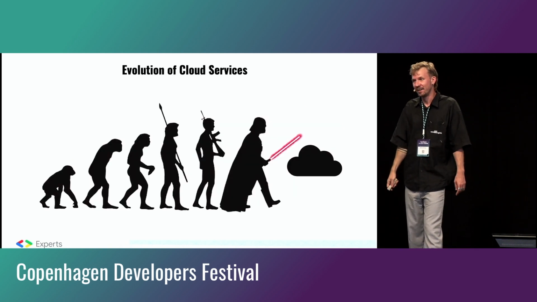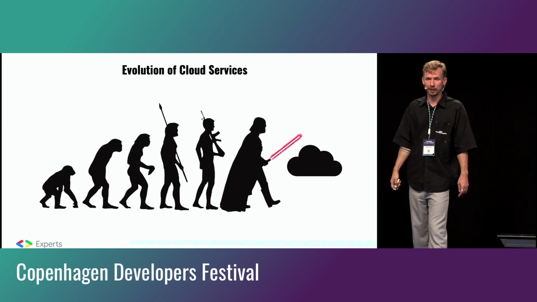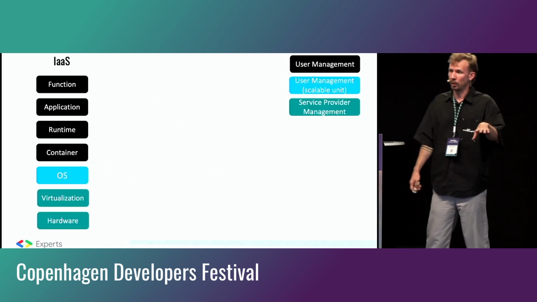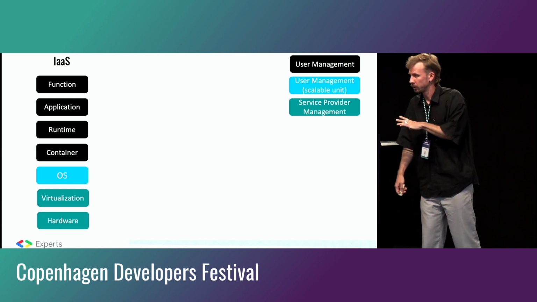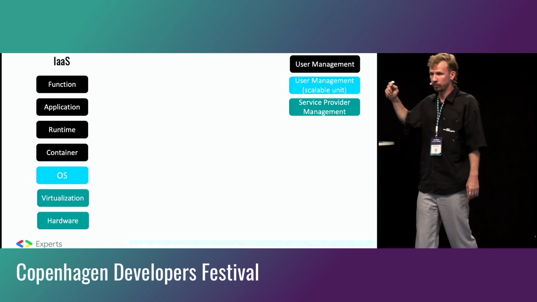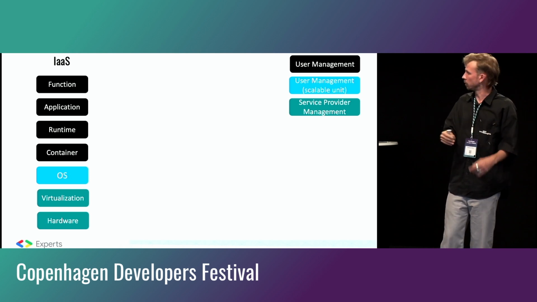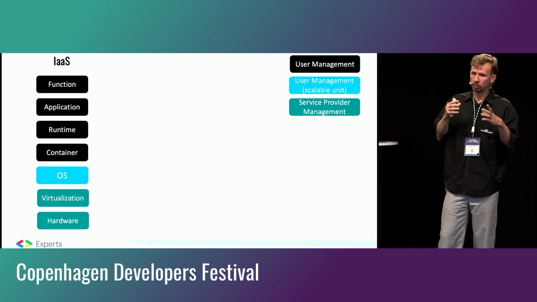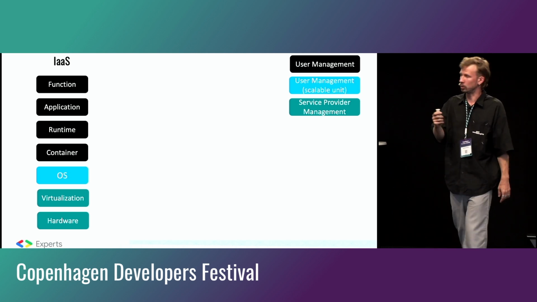And since 2006, cloud services have evolved. Initially, it was only IaaS, infrastructure as a service. So the cloud provider gives you hardware and virtualization, and you install your own operating system, manage it yourself, and install the runtime and application yourself, and your operating system is scaled by the cloud provider.